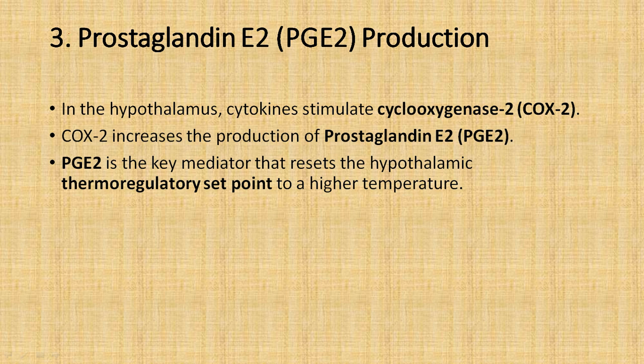So thirdly is prostaglandin E2 production. In the hypothalamus, cytokines stimulate the cyclooxygenase 2 enzyme, that's COX-2, which increases the production of prostaglandin E2. Prostaglandin E2 is the key mediator that resets the hypothalamic thermoregulatory set point to a higher temperature.